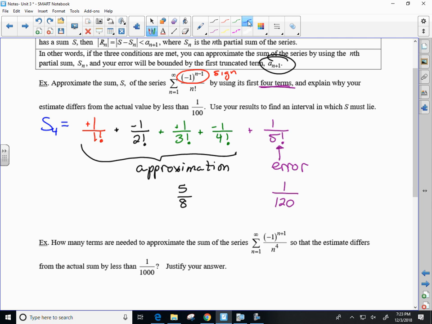All right. So if I want an interval that represents my correct answer, I would say S would be equal to the 5/8 plus or minus 1/120th, right? Because it could be within 1/120th of 5/8. It could be on the low side or on the high side, right? So that's what this method allows. So this is the approximation based on the terms. This is how much error that we can expect.